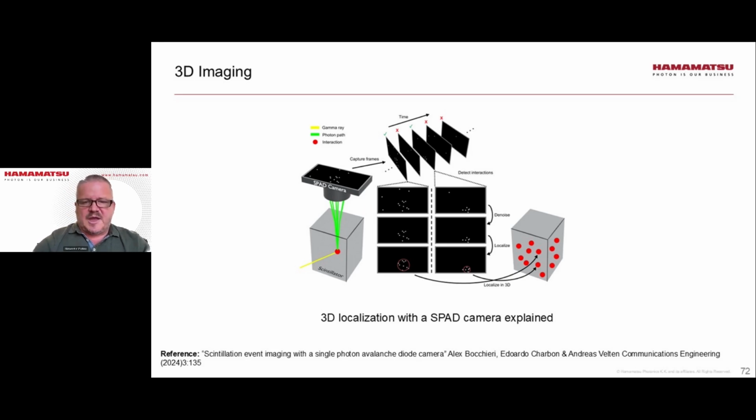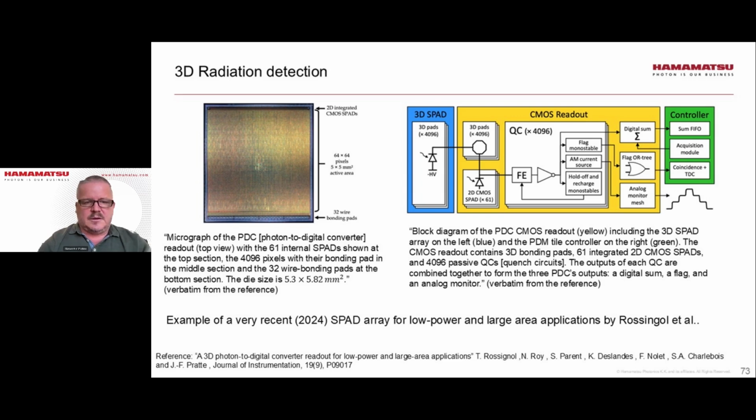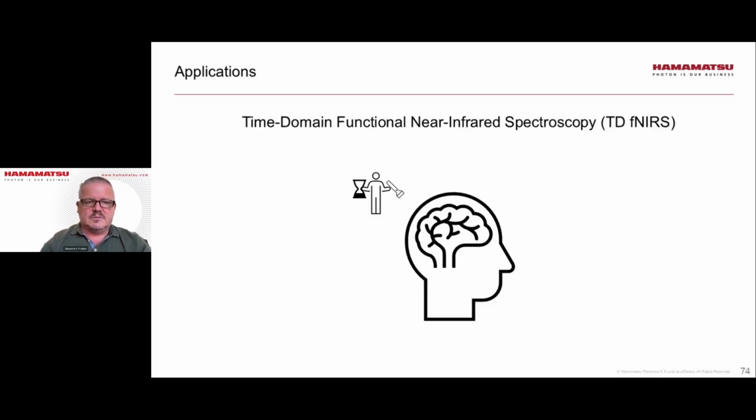So one obtains multiple images and measures times, and then algorithms are going to calculate the origin points of those events. And here, this slide shows a practical realization of a system which is capable of this 3D radiation detection.